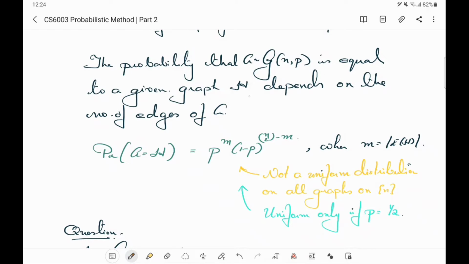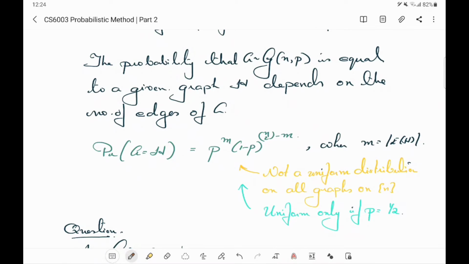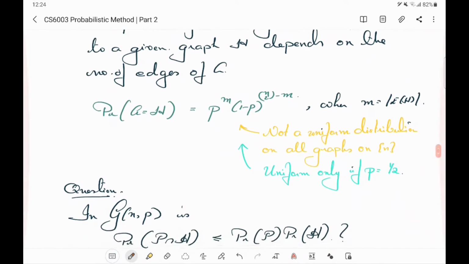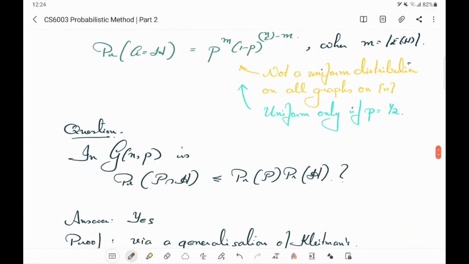The probability of generating a particular graph H, that this G is some particular graph H, is equal to this expression where M is the number of edges in that particular graph. And note that this is not a uniform distribution, right? Large P, more than half, would put bias towards dense graphs. P less than half will put a bias towards sparse graphs. It's uniform only when P is exactly half.